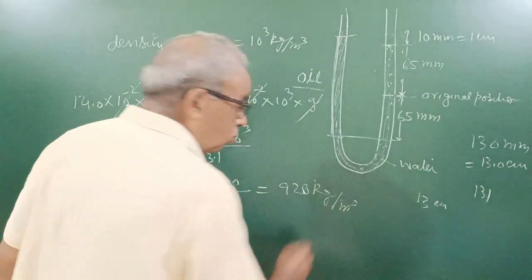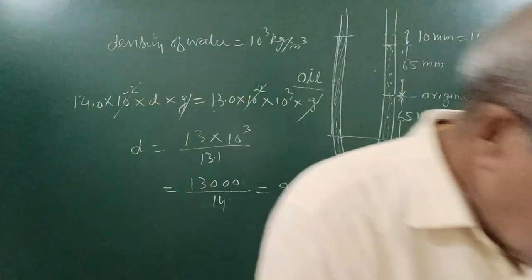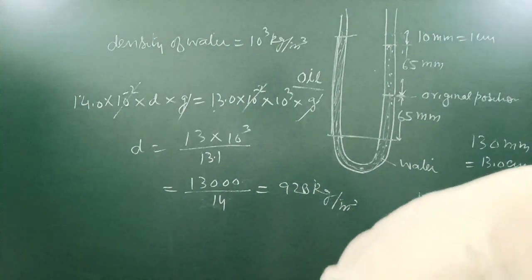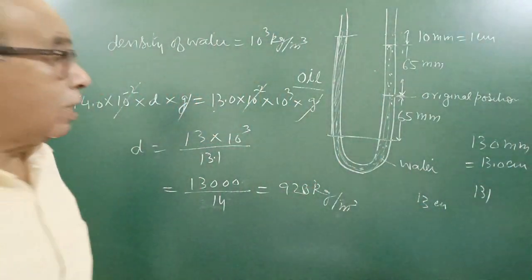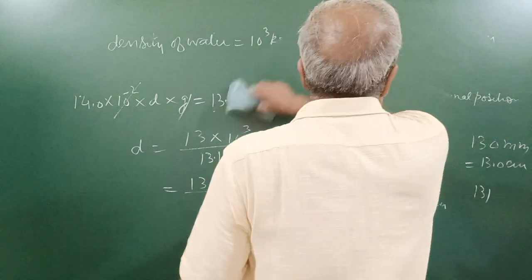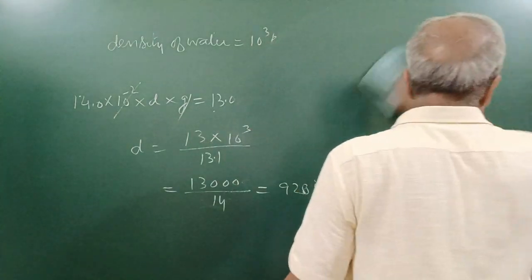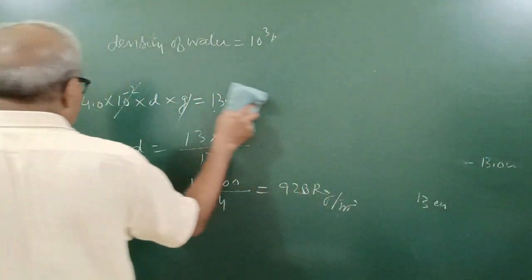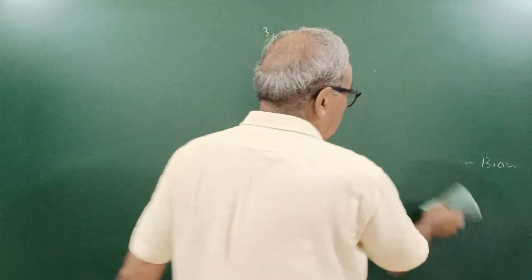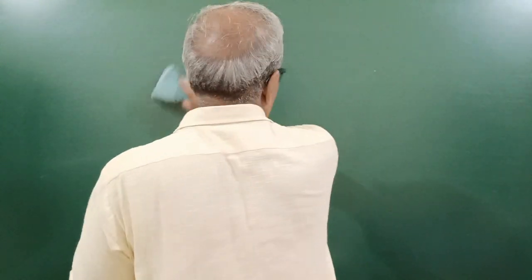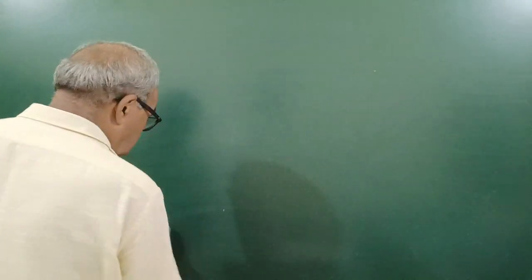These are some simple questions, and this question has been asked in NEET 2017. Now there is another question here, very interesting. I told you the principle of flotation. I told you that a body will float, partially submerged or completely submerged, if the weight of the body equals the weight of liquid displaced.